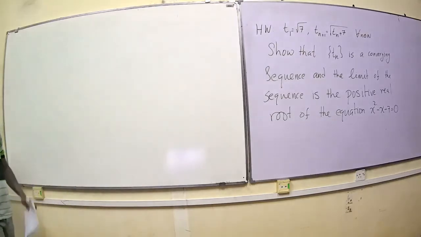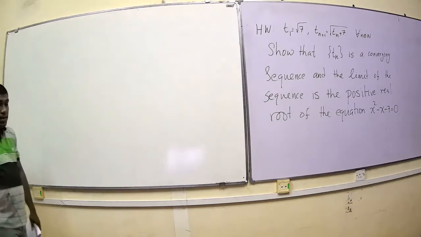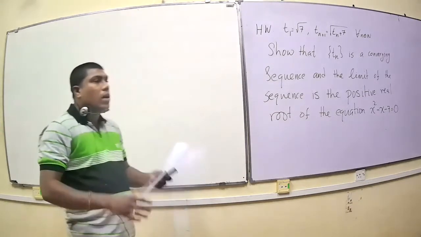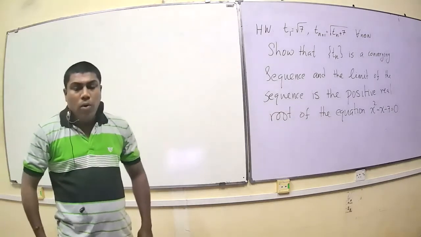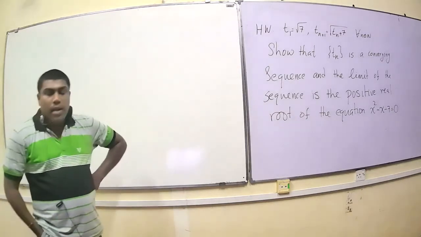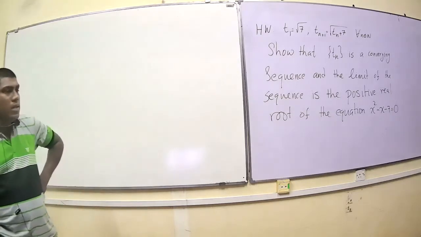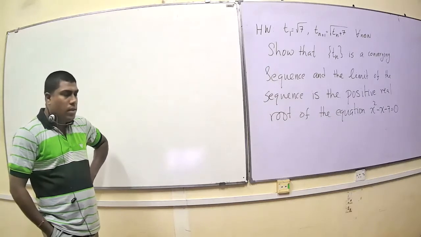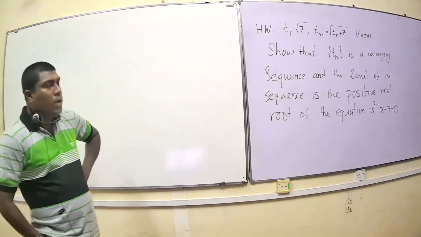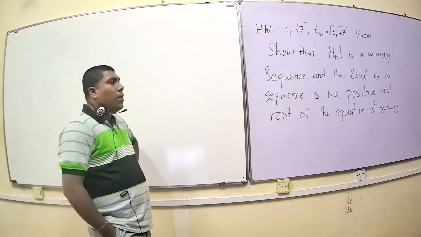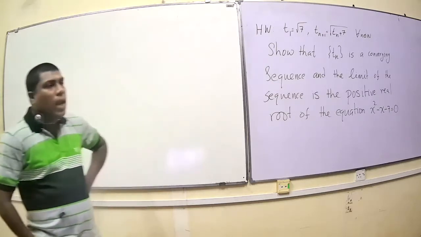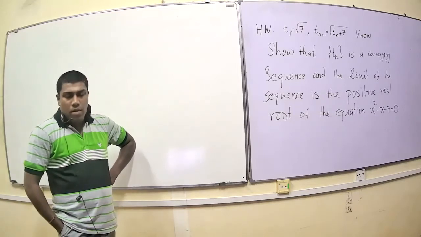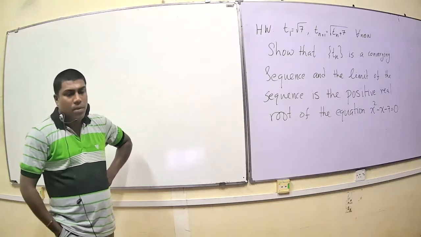Okay, so let us begin with the homework problem. Last time, we showed the monotonicity and boundedness of a sequence, and then applied the monotone convergence theorem to prove the convergence of the sequence. And then by using the way the sequence is defined, we were able to derive the limit of the sequence. That is what we did last time.